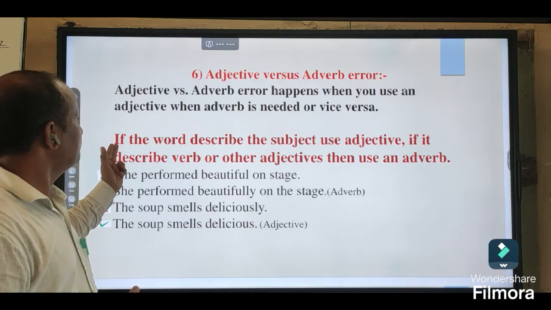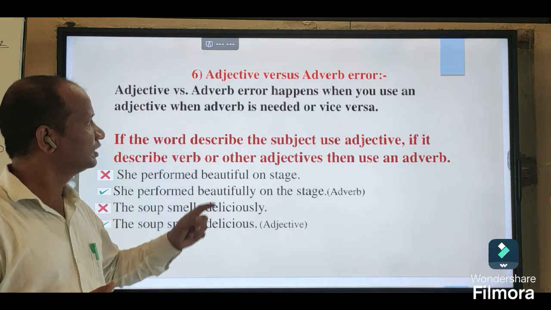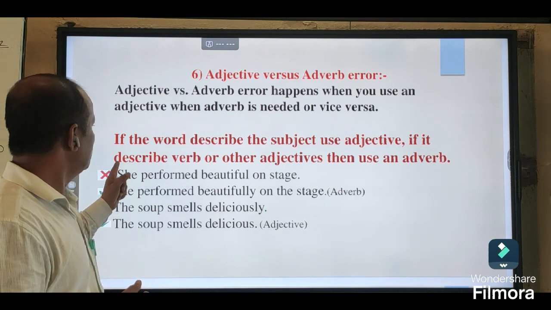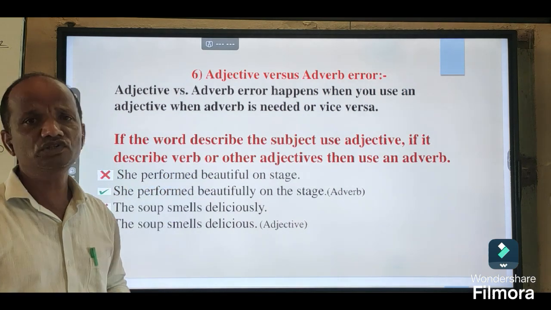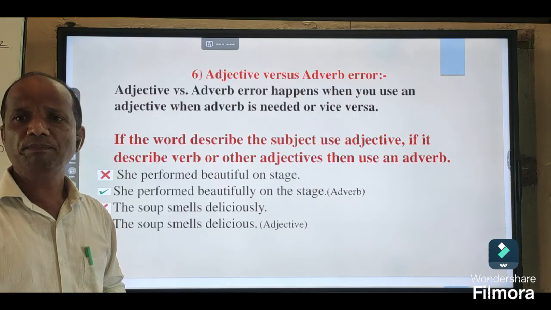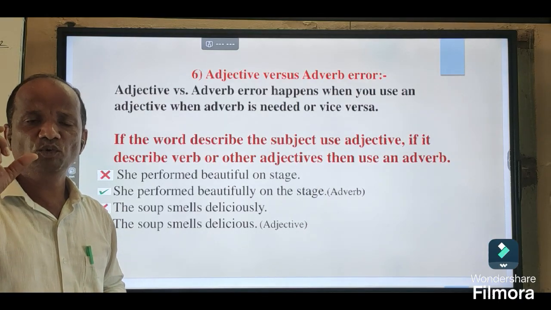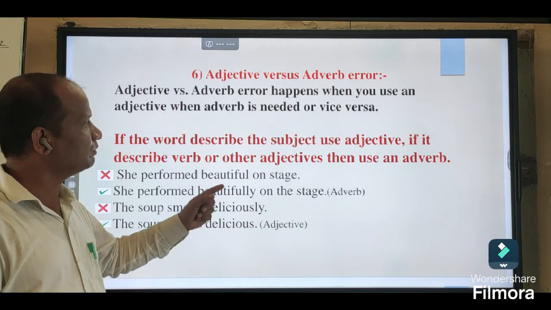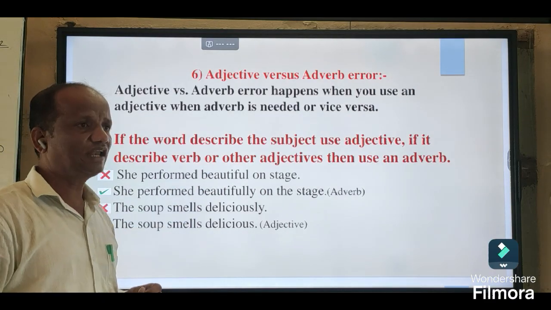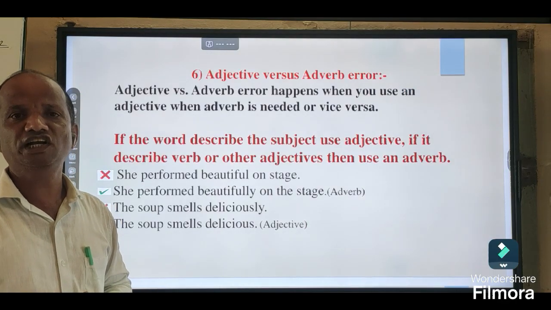Our rule says that if the word is describing the subject, we have to use an adjective. If it describes the verb or another adjective, then we have to use an adverb. My dear friends, if we have to describe the subject, we have to use an adjective. If we have to describe a verb or another adjective, that time we have to use an adverb. We can easily form adverbs by adding ly to the given adjectives.